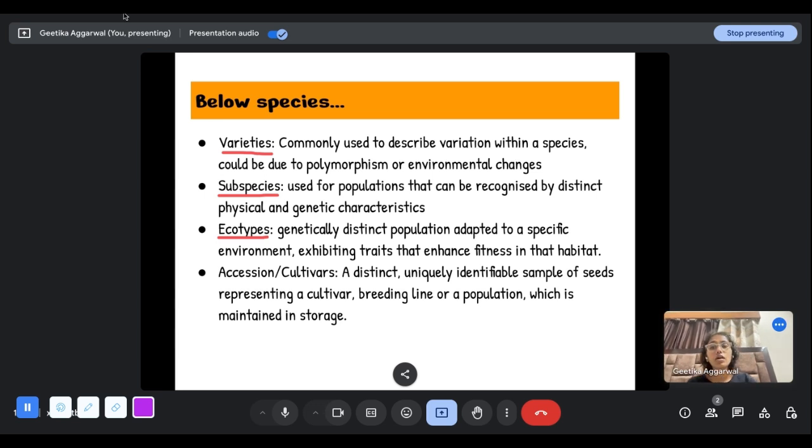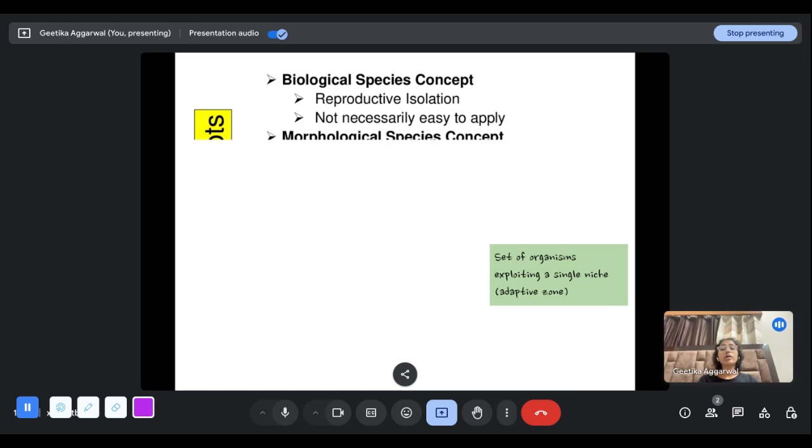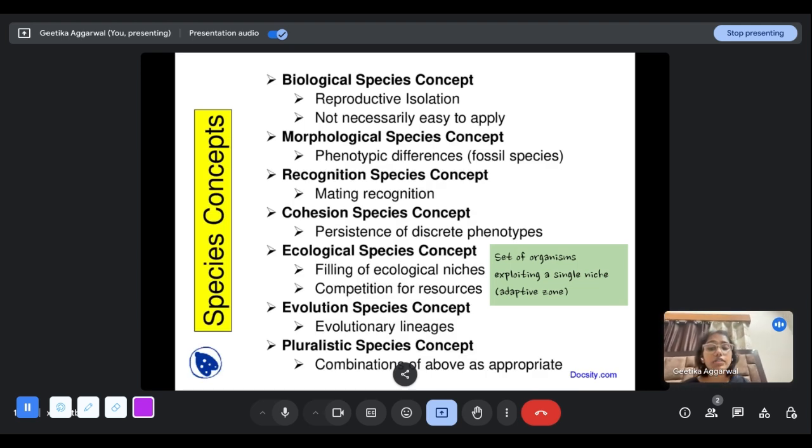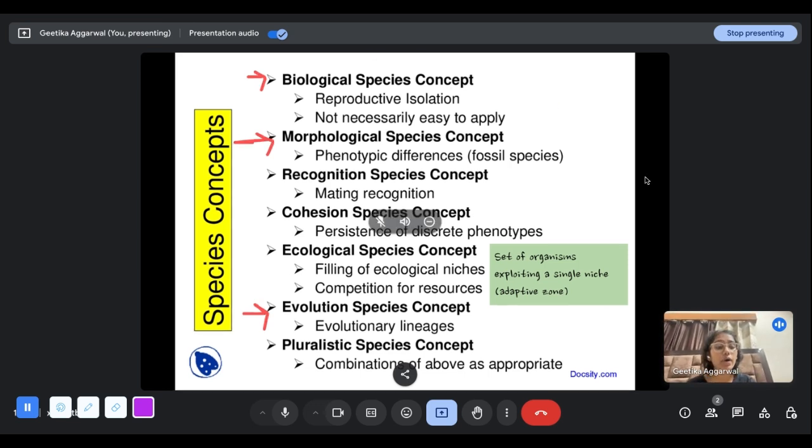Okay. So moving on, when we discussed what comes below species, there are different species concepts. What we will be discussing today is the biological species concept, the morphological species concept, and the evolutionary species concept or the phylogenetic species concept. For example, the biological species concept talks about reproductive isolation, and it is not necessarily easy to apply, and we will see why in the upcoming slides.